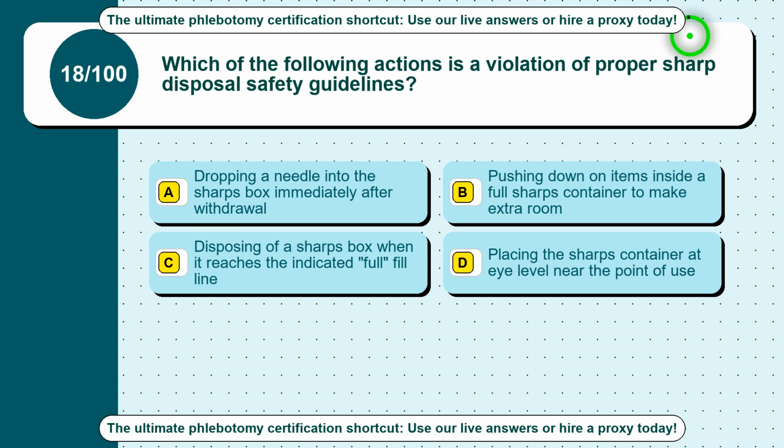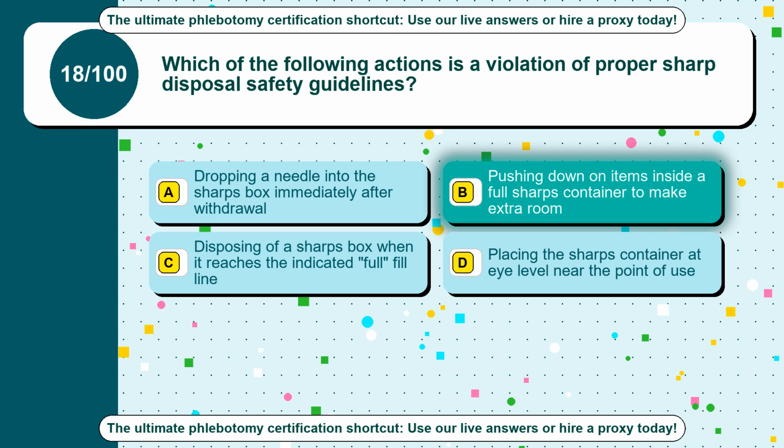Question 18. Which of the following actions is a violation of proper sharp disposal safety guidelines? Option A, dropping a needle into the sharps box immediately after withdrawal. Option B, pushing down on items inside a full sharps container to make extra room. Option C, disposing of a sharps box when it reaches the indicated full fill line. Option D, placing the sharps container at eye level near the point of use.